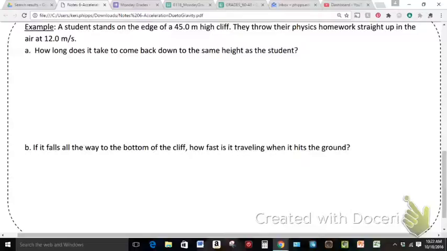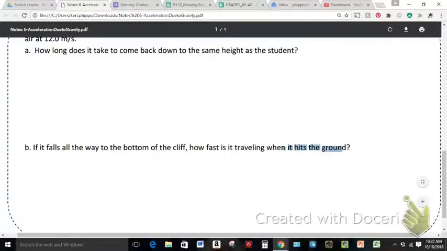All right, and here's our third and final recording of acceleration due to gravity problems. This one is the type of problem that happens when you throw something up and it comes back down, which is just like our last problem, except you are not standing on the flat ground.